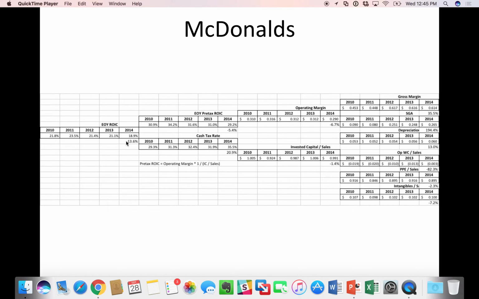And then we can see the year-by-year changes. So 2010 to 11, 21.8 to 23.5. Then in 2012, it fell to 21.4. 2013 stayed relatively flat at 21.1. 2014 fell dramatically to 18.9. So that's the first thing that we notice about McDonald's ROIC: it has been worsening over the last 5 years. Its after-tax ROIC fell by 13.6% from 21.8 to 18.9.